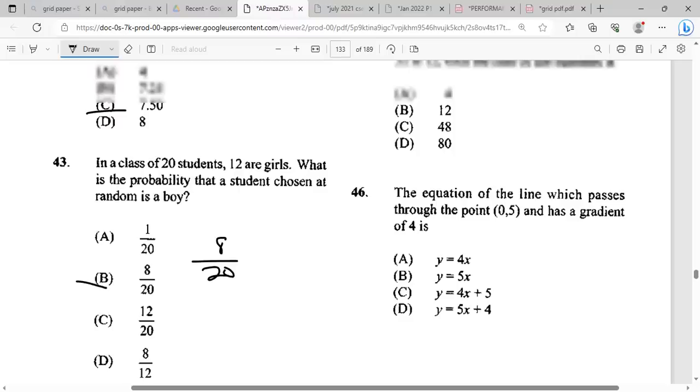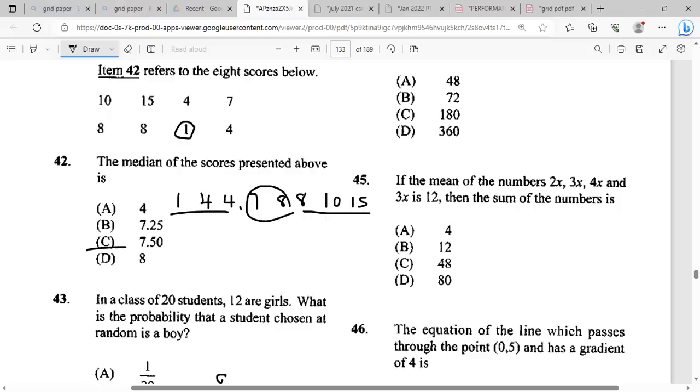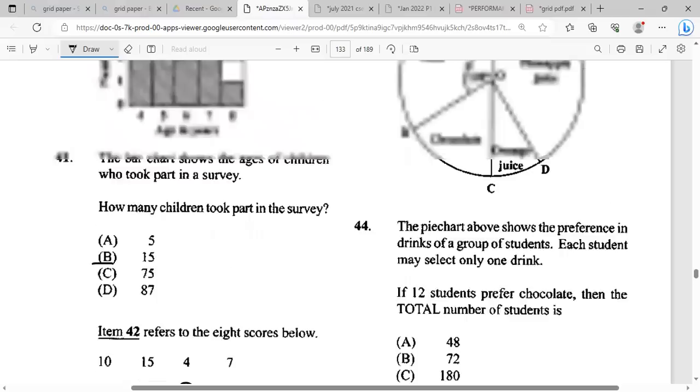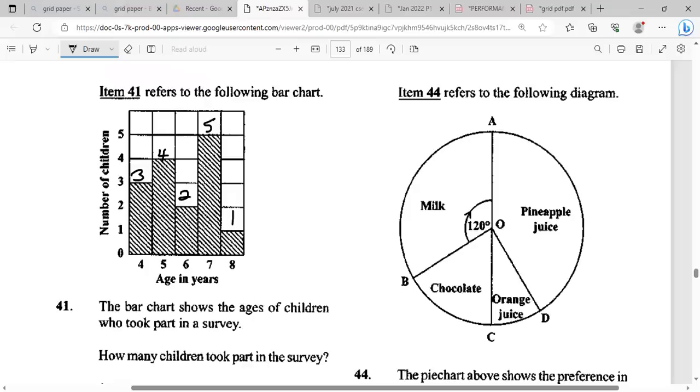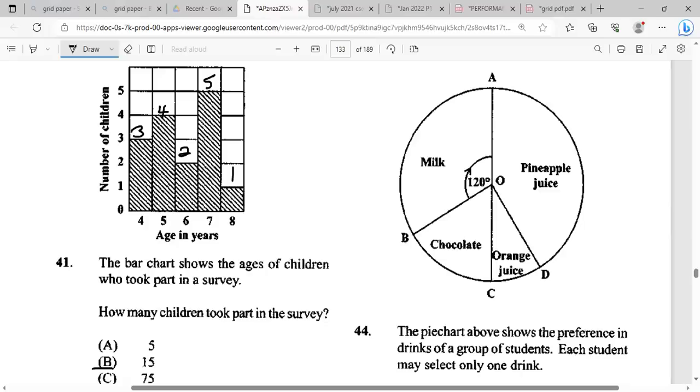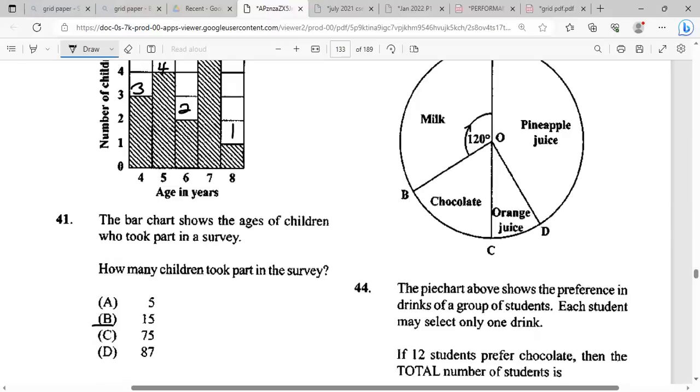Let's move on to 44. All right. The pie chart shows the preference in drinks of a group of students. Each student may select only one drink. If 12 students prefer dark chocolate, then the total number of students, all right, this is kind of easy.